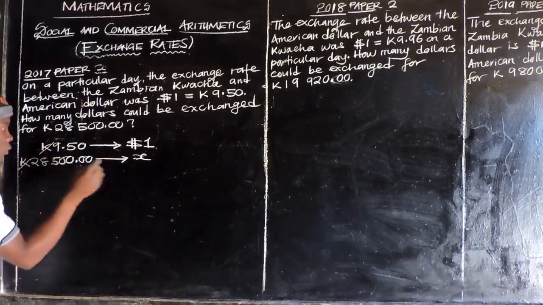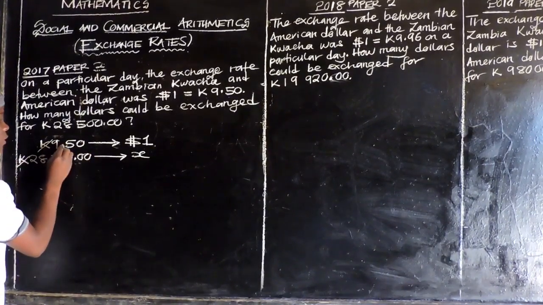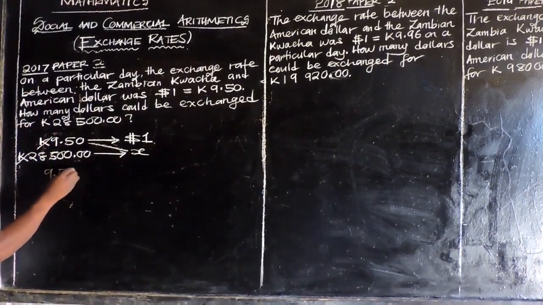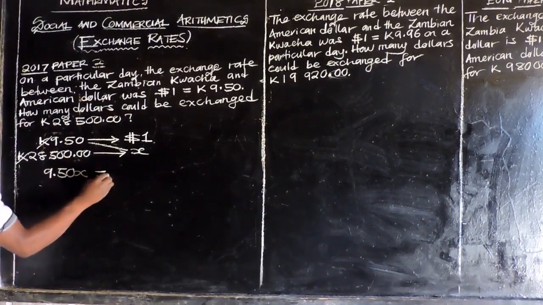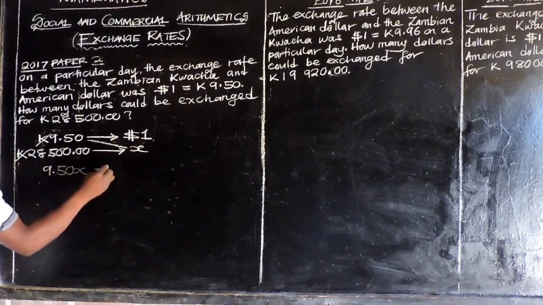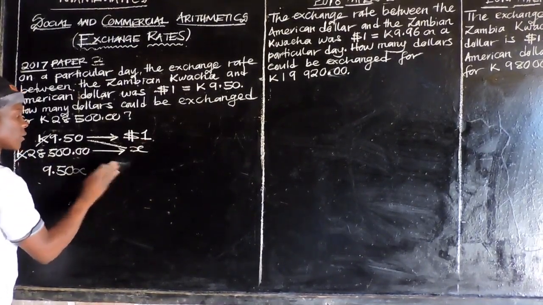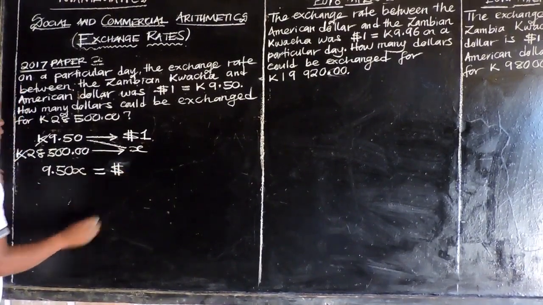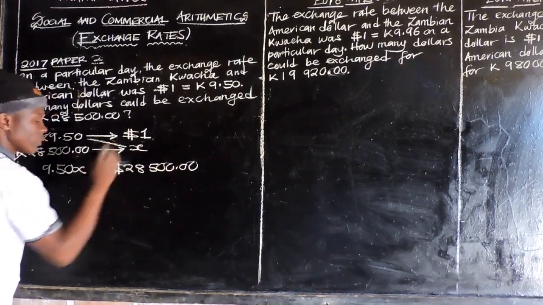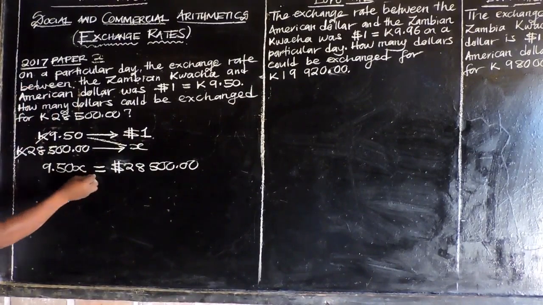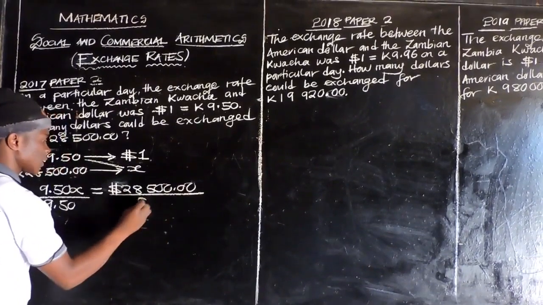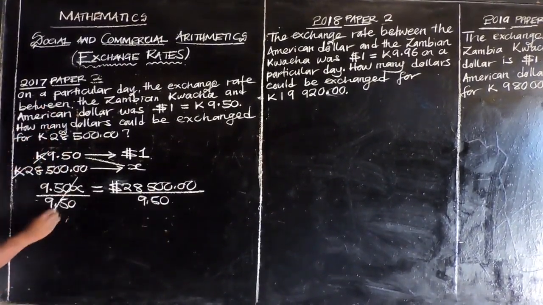Then you can now adopt cross multiplication and say 9.50 times x, you're going to get 9.50x. Is it okay, guys? Is equal to 28,500 times $1. Let me put the dollar side. You're going to get $28,500. Are we together? Then for us to remain with x, which is what we want, divide both sides by 9.50. So these two are going to go in.